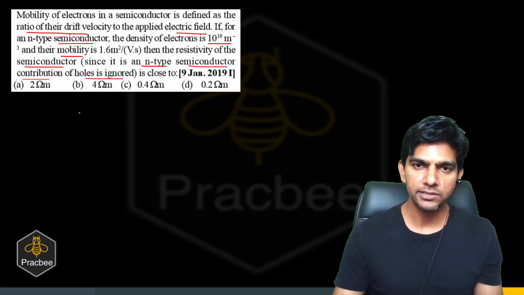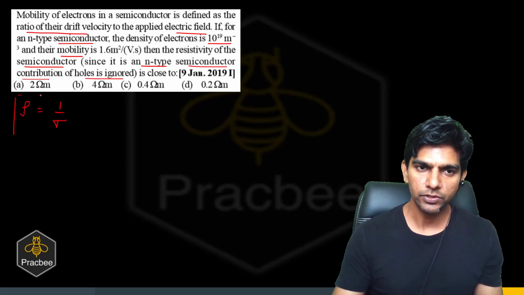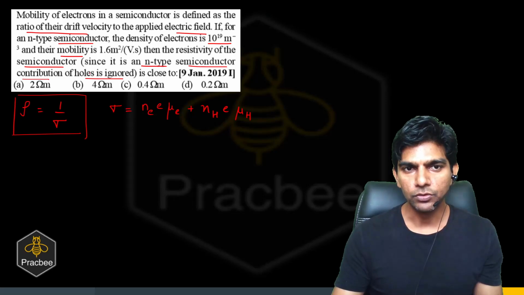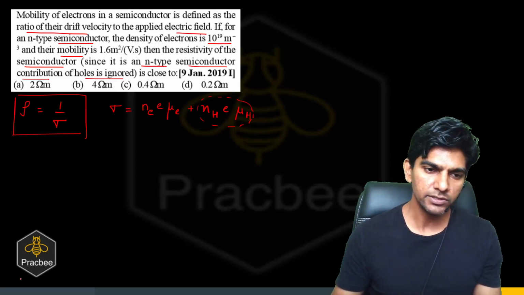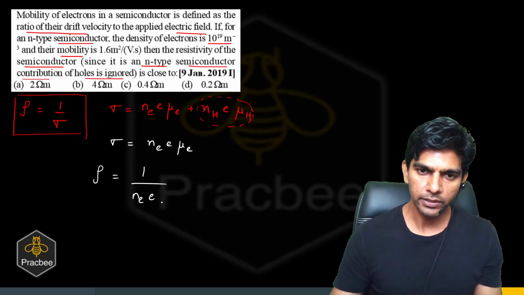So we need to find the resistivity of the semiconductor, and resistivity is the reciprocal of conductivity. So we should remember this. And we know that conductivity of a semiconductor is given by n_e e mu_e plus n_h e mu_h. And we know that in the question we have clearly mentioned that we should ignore holes. So we can take this second term to be 0. If the second term is 0, we'll be having sigma as n_e e times mu_e, and we can say resistivity will be 1 upon n_e e times mu_e.